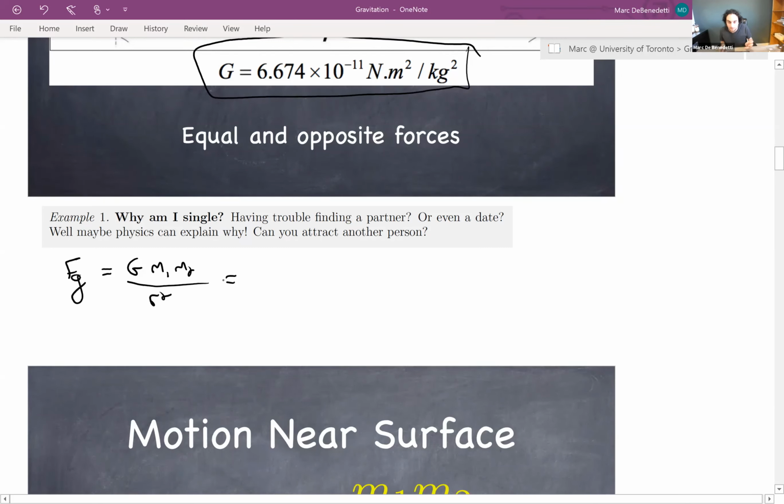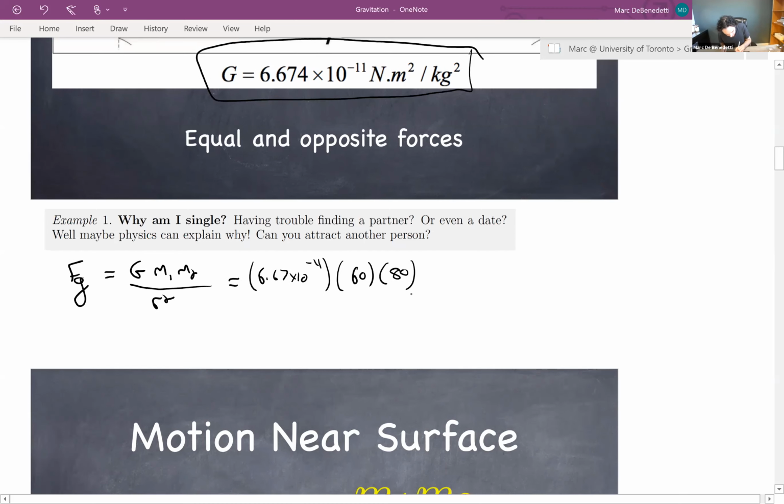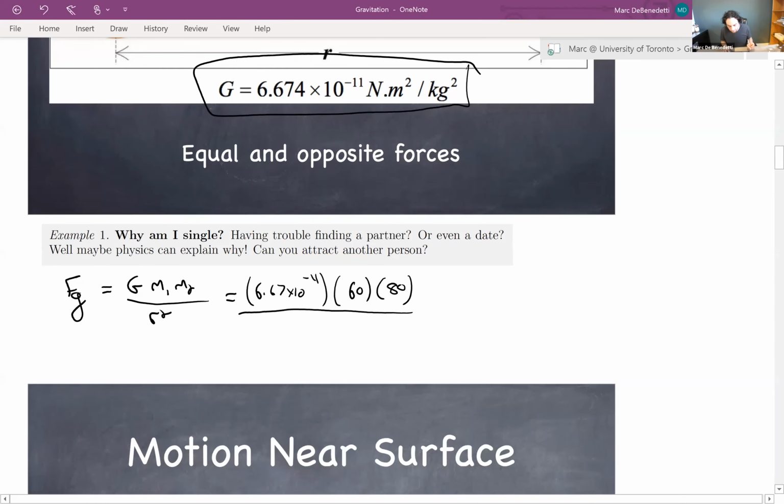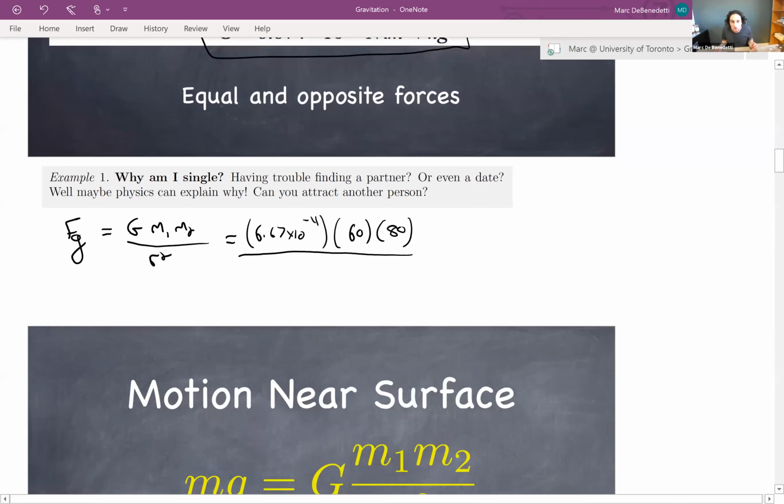Let's do an order of magnitude estimation here. G is 6.67 times 10 to the minus 11. Let's say the first person is 60 kilograms and the second person is 80 kilograms. And let's say you're on a date with someone. How far away are you sitting from them? Like a meter, a meter and a half? Let's say a meter.